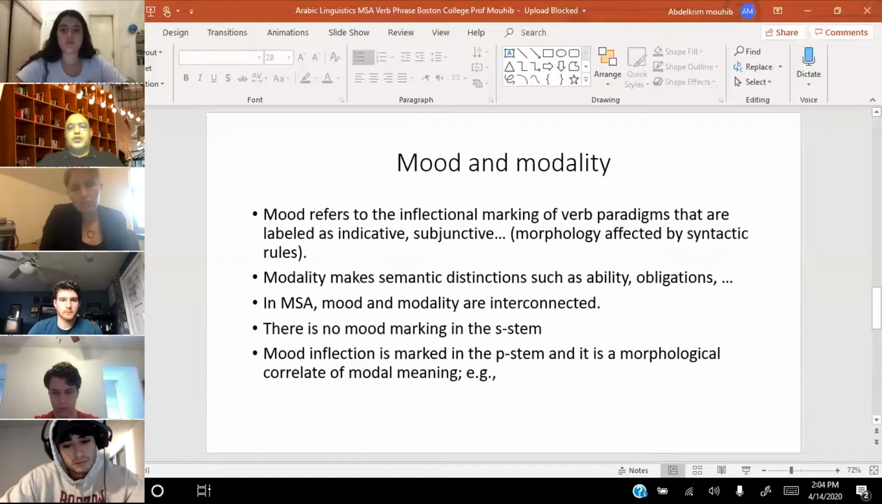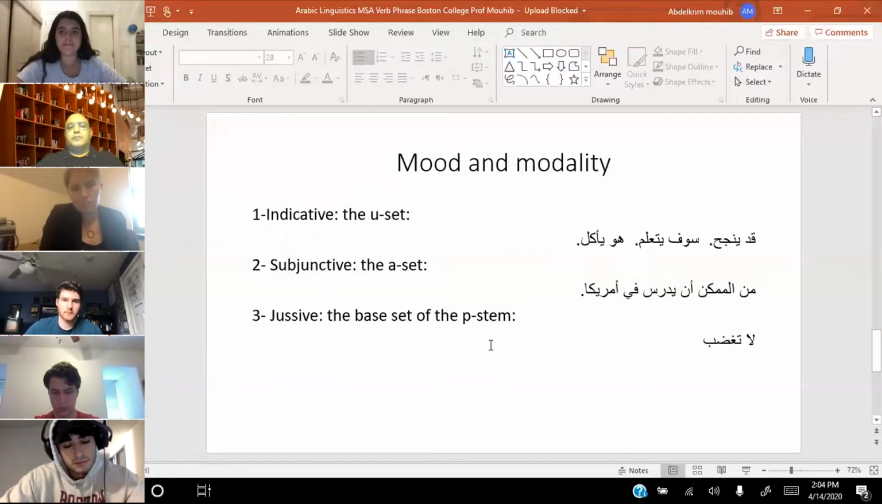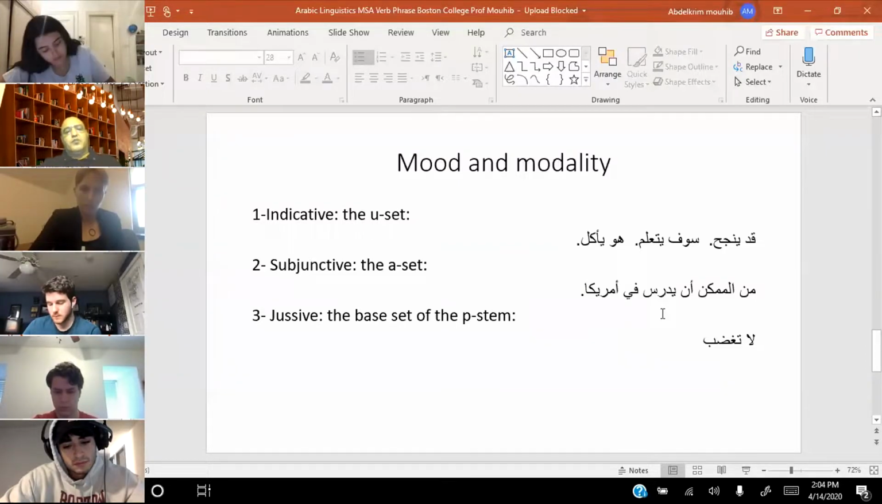Of course, we have three moods, three types of mood: indicative, which is known as the U set, the U vowel, if you like. It's not always the U, but it's just a name. And when you think about indicative, and we're thinking here of a verb phrase, we must have something beside the verb itself for that to be considered a verb phrase.